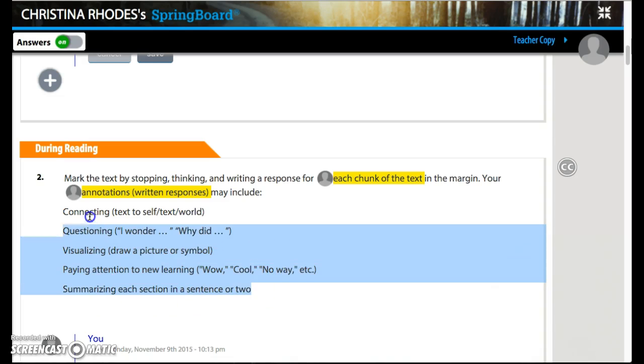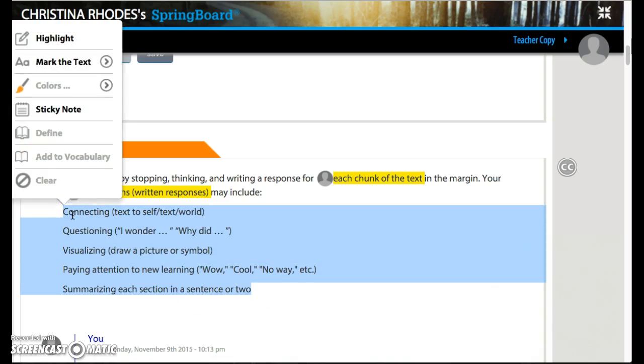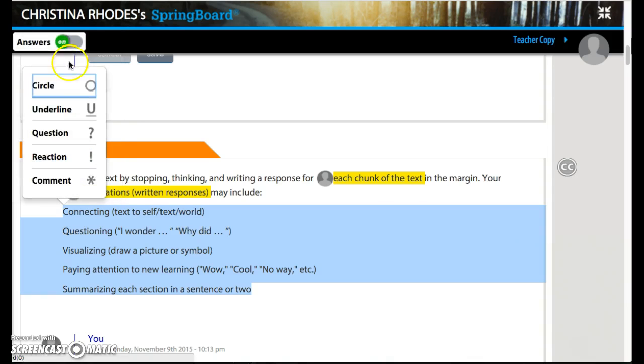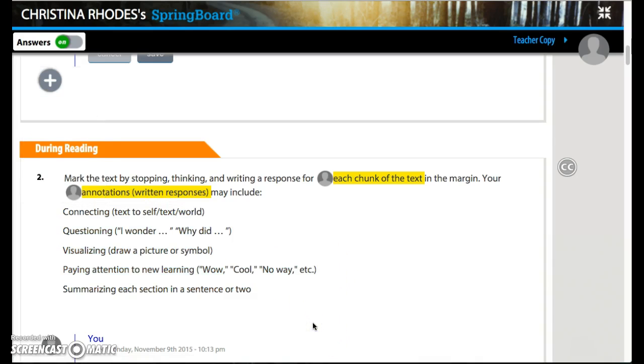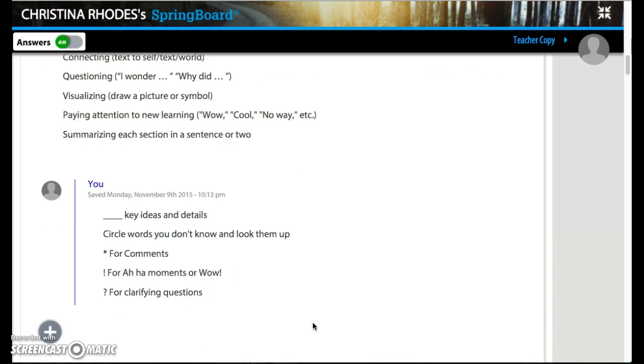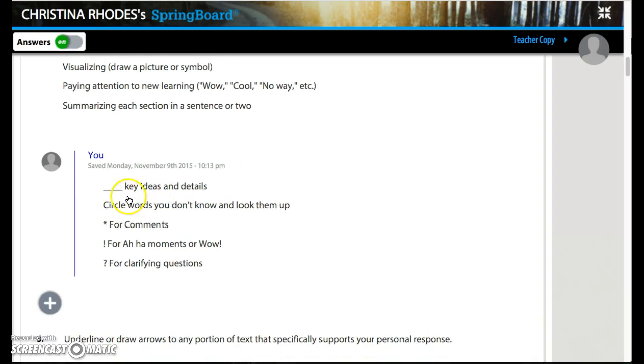So on this whole thing is your metacognitive markers. You're also going to be, remember, circling words that you don't know and defining them, underlining key ideas and details, questioning any kind of questions you have, reactions like wow, or an asterisk for comments. You're using all of these metacognitive markers as you read. All right. So again, here's the key for your metacognitive markers. They're also on your desk. So make sure you're using those.